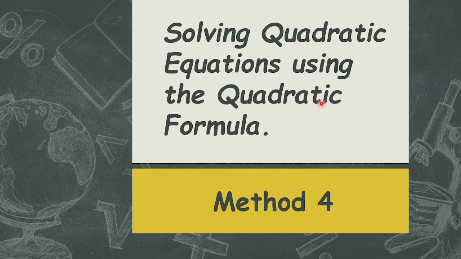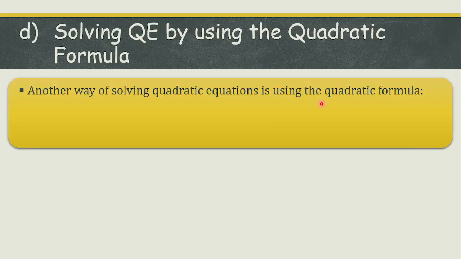This is the video for method number 4 under lesson number 1: solving quadratic equations using the quadratic formula. Another way of solving quadratic equations is using the quadratic formula. The quadratic formula is x is equal to negative b plus or minus the square root of b squared minus 4ac, divided by 2a. Again, the quadratic formula is x equals negative b plus or minus the square root of b squared minus 4ac divided by 2a.